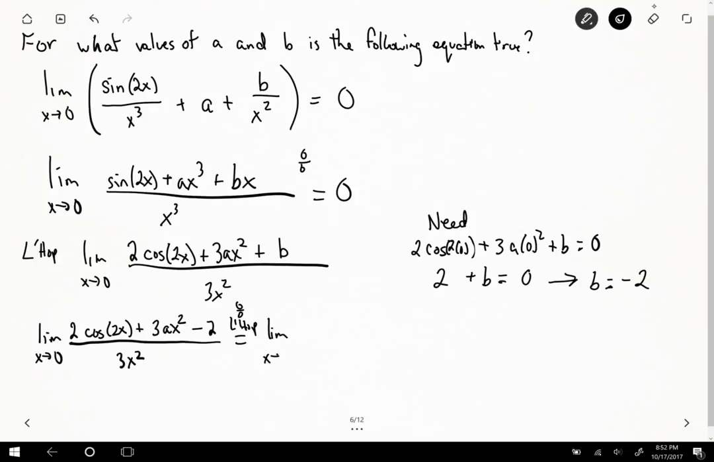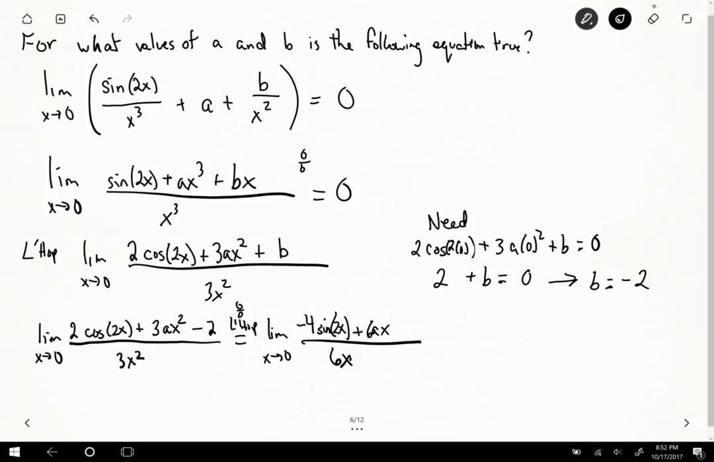So we have the limit as x approaches 0. Notice we're taking our derivative with respect to x, so the denominator should be the easier part. You have 3 times the derivative of x squared, which is 2x, so 3 times 2x would be 6x. And the derivative of the numerator: when we take the derivative of cosine, that's going to be negative sine of 2x, and then times 2, and that will multiply by this 2, so you get negative 4 sine of 2x, plus the derivative of our 3ax squared, where you bring that 2 on down, you get 6ax.